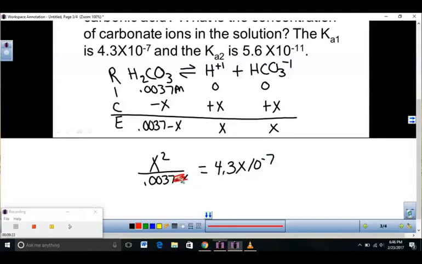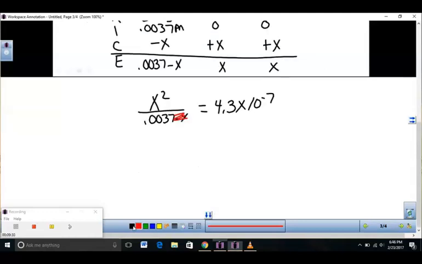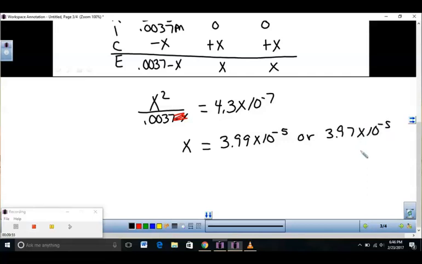you can mark through your minus X here, and then you could cross multiply or send this over and take the square root. Or if you're just a solver fan, you can use a solver. So whichever you prefer, you need to find X. I do believe if you don't use solver, you get 3.99 times 10 to the negative fifth. Or if you decide you want to use solver, you get 3.97 times 10 to the negative fifth.